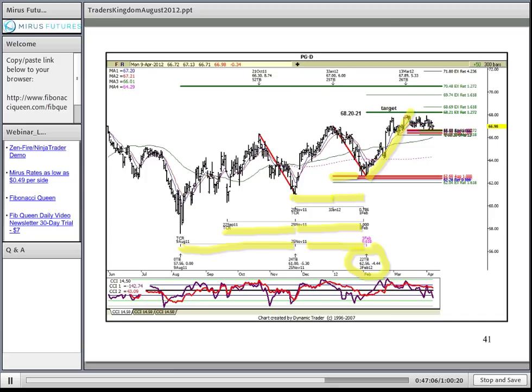So you might have one ratio from one high to low and then another from another and so on. And that's where you're getting the clustering.